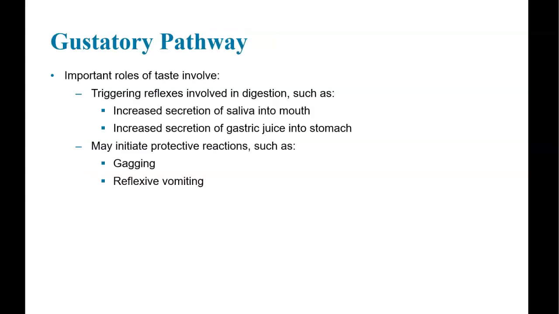Okay. And so the important roles of taste include triggering reflexes that are involved in digestion, like secreting saliva into the mouth, and also increasing the gastric juice in the stomach to break down the food that you take in. And then there's also protective reactions like gagging or vomiting. It's your body's way to protect you, usually caused by things that are too bitter, or like if something's rotten, then obviously your body has a defense mechanism that will make you throw up or gag to keep you from eating it.